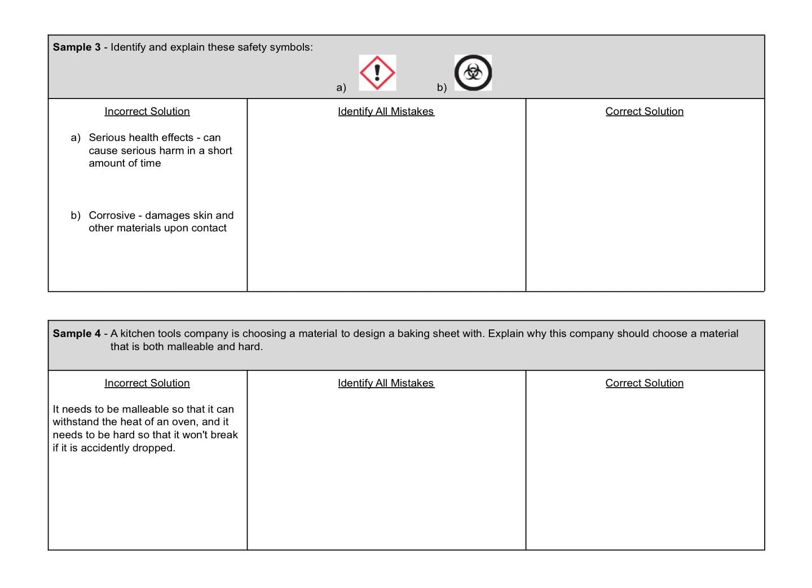Sample 3, identify and explain these safety symbols. The first one is an exclamation point as a symbol, and they called it serious health effects, can cause serious harm in a short amount of time. So it is called serious health effects, but it's not serious harm over a short amount of time. So the description is incorrect. The name is correct, but the description is incorrect.